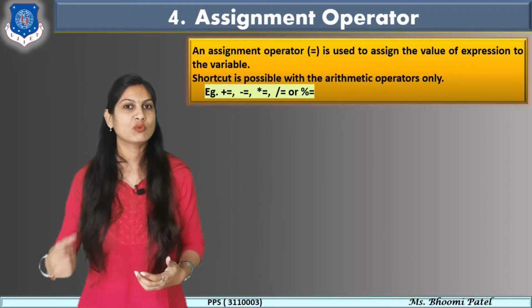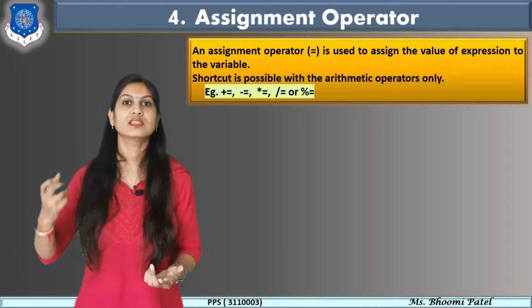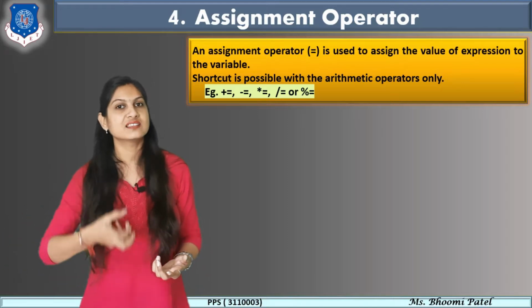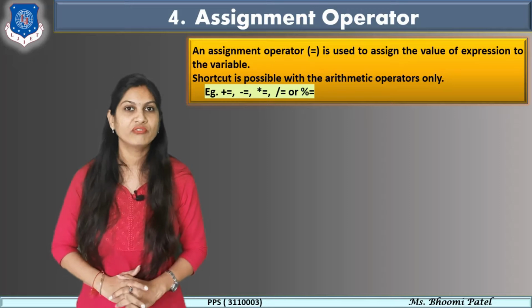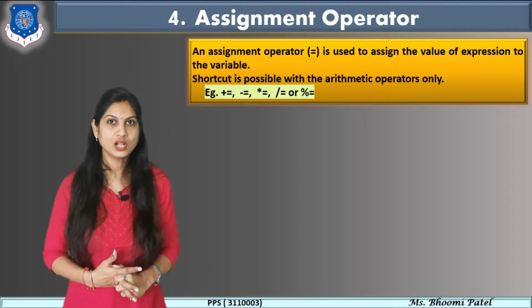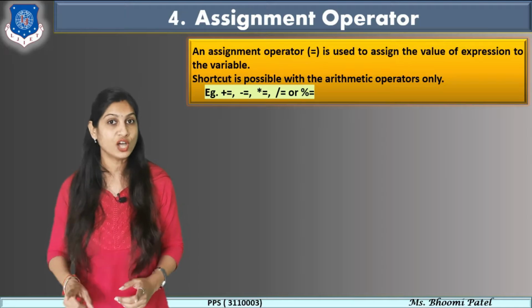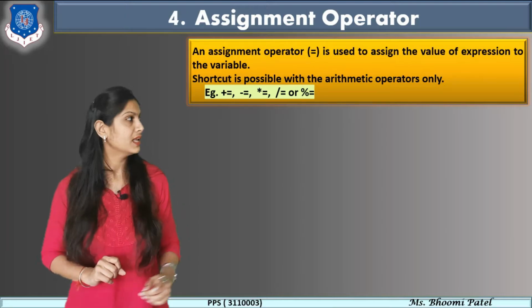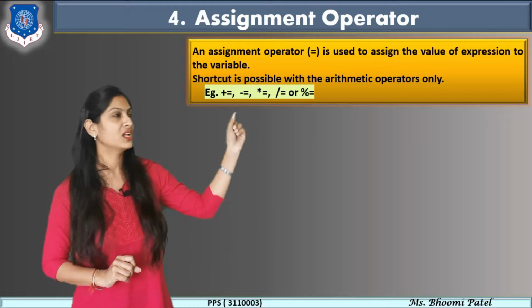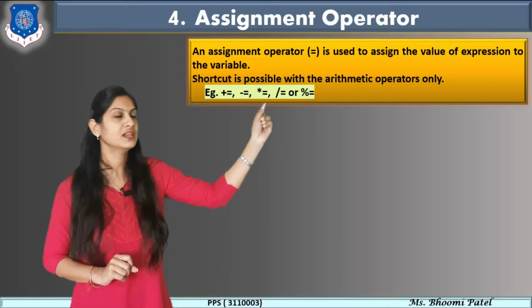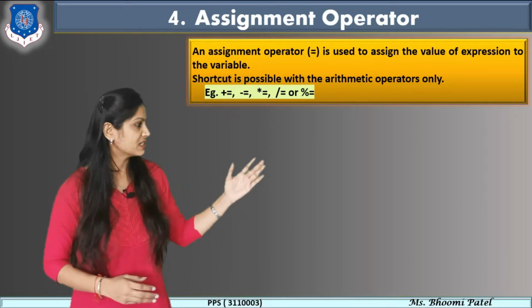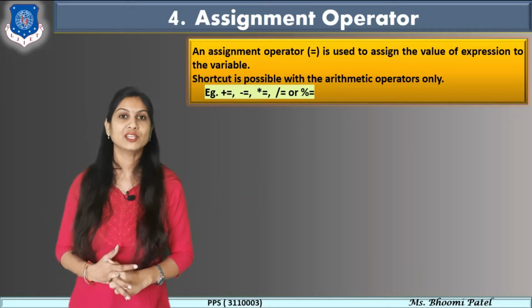Suppose I am writing c equals a plus b, then what happened? The value of a plus b is assigned to c. That is the meaning of it. Also the shortcut is possible with assignment operator for only arithmetic operators like plus equals, minus equals, multiplication equals, division and modulo. Clear? Now see here the examples of how we can use it.